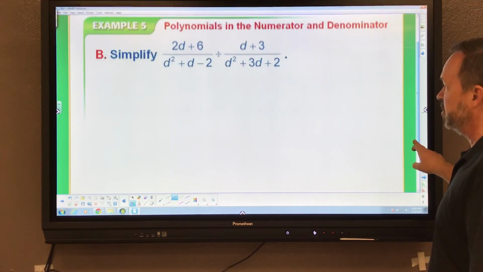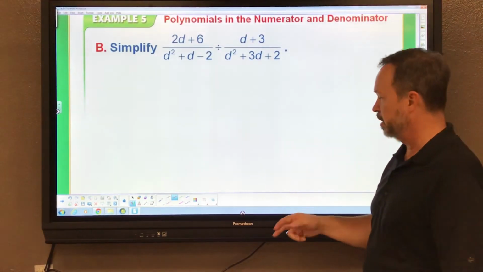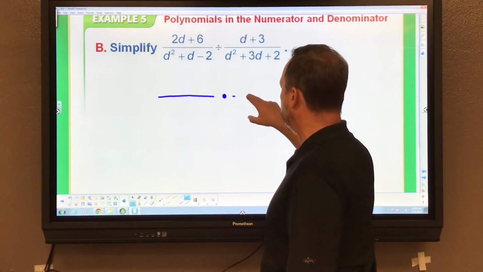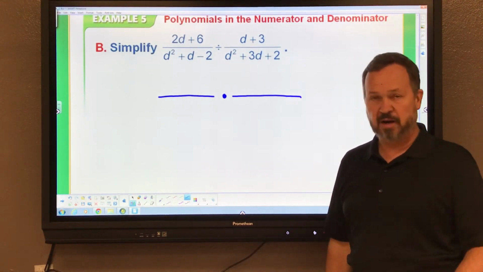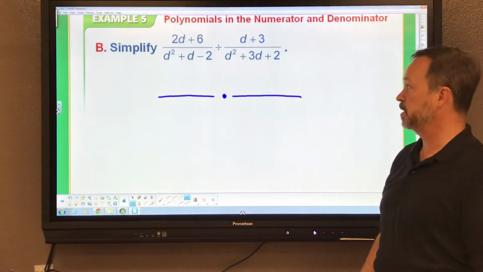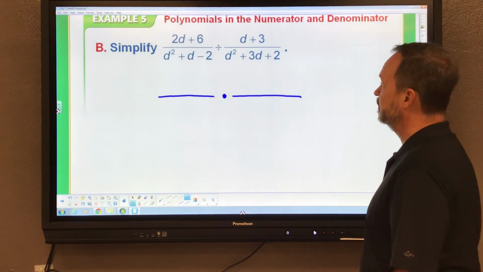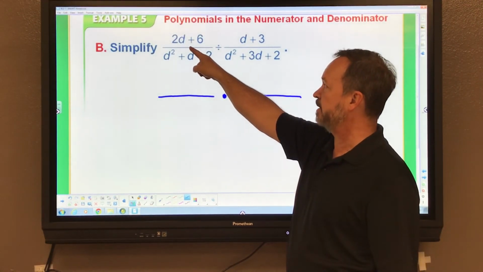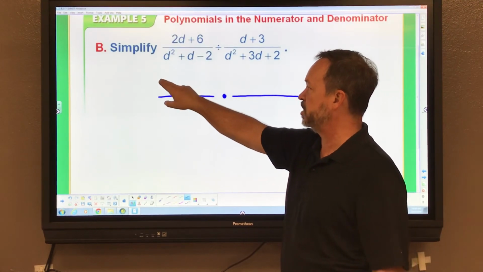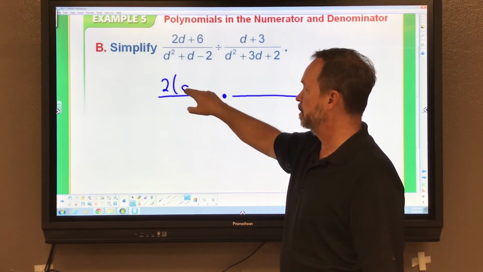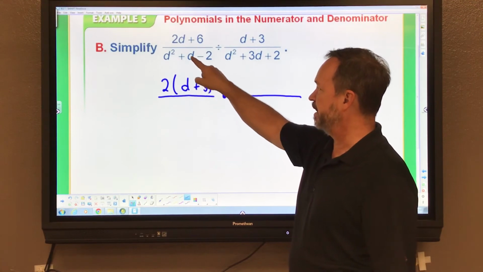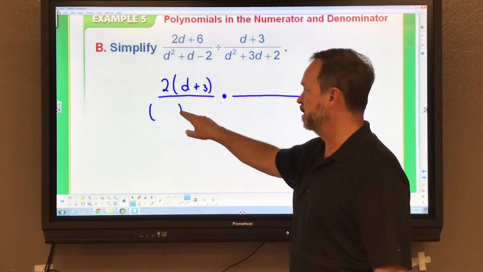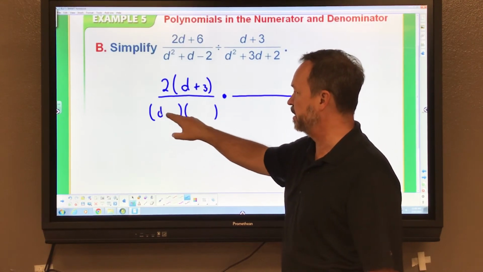This is division. So what we're going to do here is keep the first fraction, change the division to multiplication, and flip the second fraction, right? Because we don't divide fractions. So we can do that Kentucky Fried Chicken stuff. But while I'm doing it, I'm going to be aware of the fact that it's got a GCF, and his name is 2. And that is going to be the easy kind of factoring.